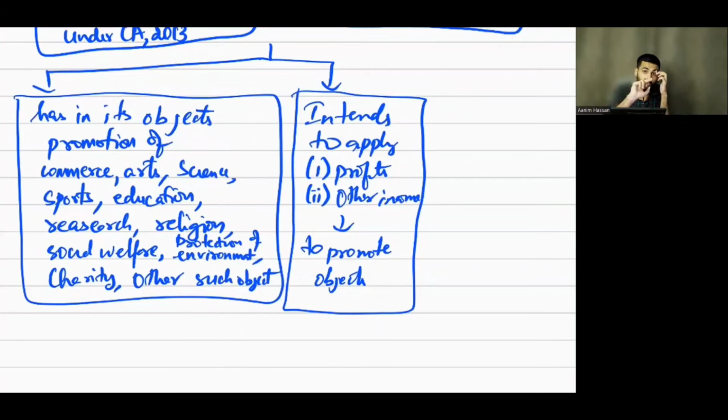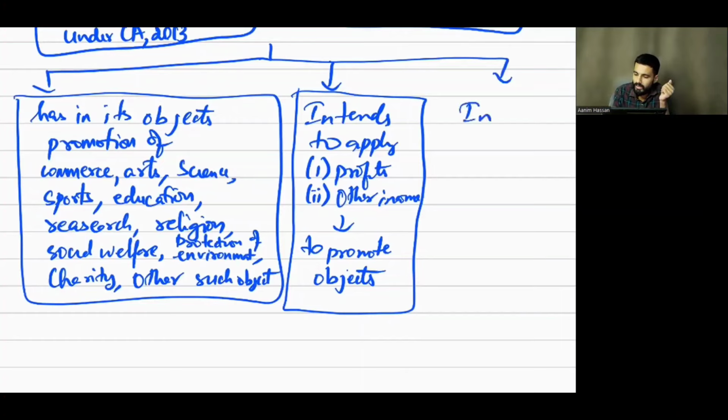From that income, what will they do? Will they give dividend? No, they will promote the objects. From 100 students, they will promote, for example, to 150 or 200 students. So the object is educating the poor who are unable to go to school.